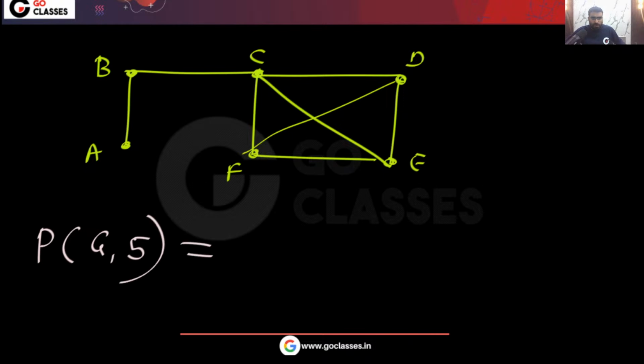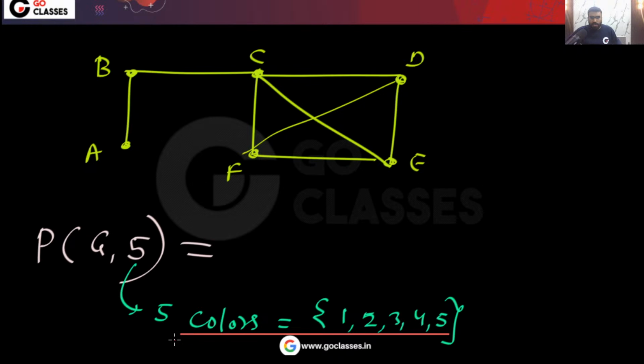PG5 means there are 5 colors. Please understand that there are 5 colors. You can call them 1, 2, 3, 4, 5, whatever. There are total 5 colors. Tell me what is PG5? Please calculate.